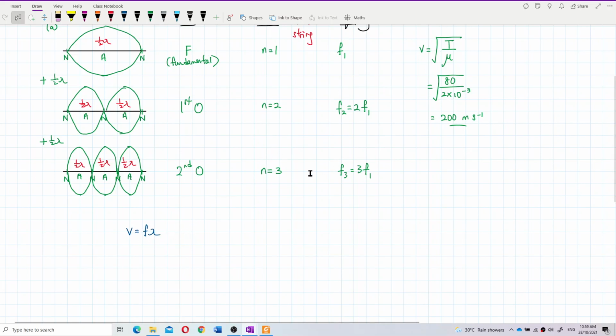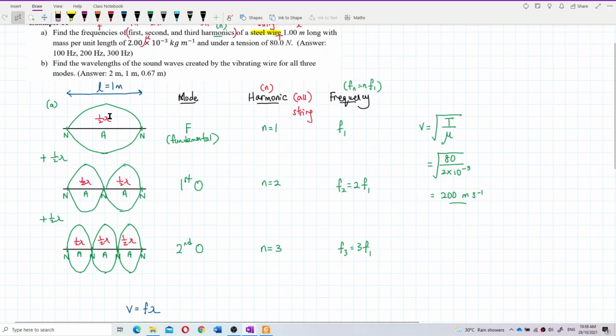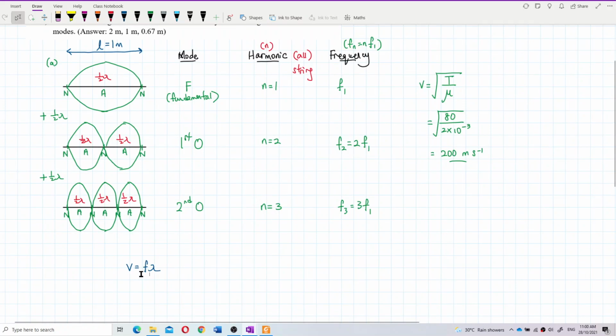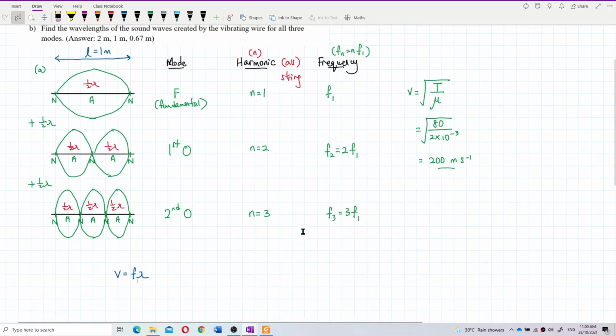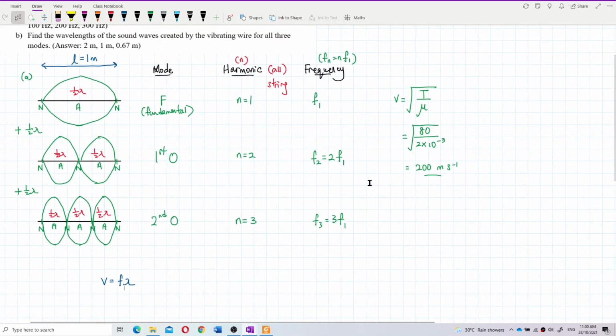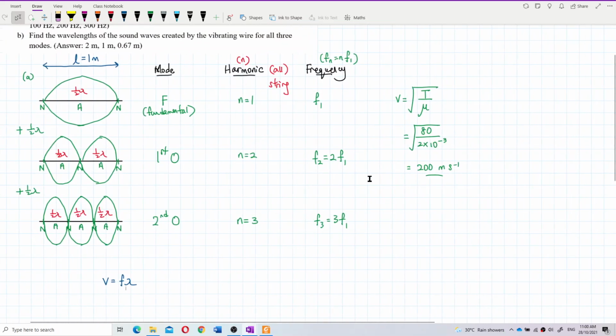I have the speed V. Frequency I need to find, and lambda I just need to find from this relationship. The length equal to half lambda for the first one. So we got the lambda already. Then we can find the frequency. Okay, let's do it.